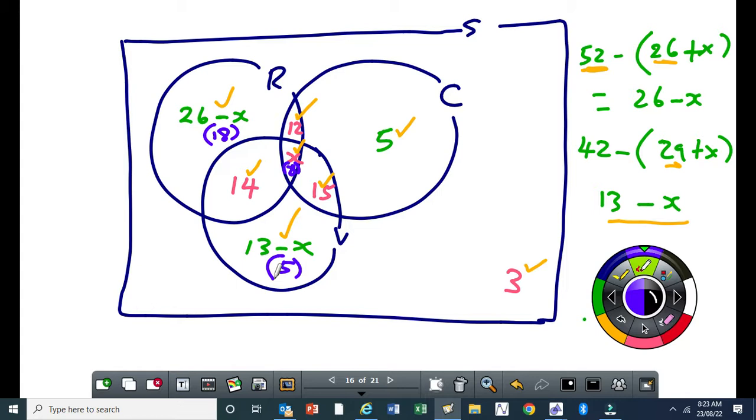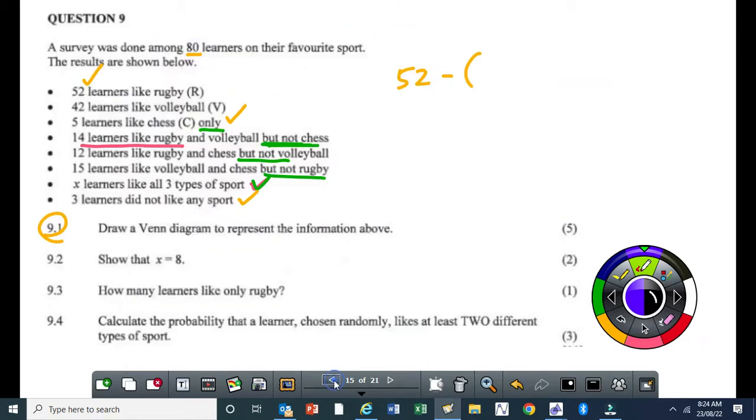Normally, you should draw a second Venn diagram where you substitute the value for x, and then you can have your Venn diagram with integer values throughout. Okay? You're supposed to draw a second one. Alright, now let's answer the questions.